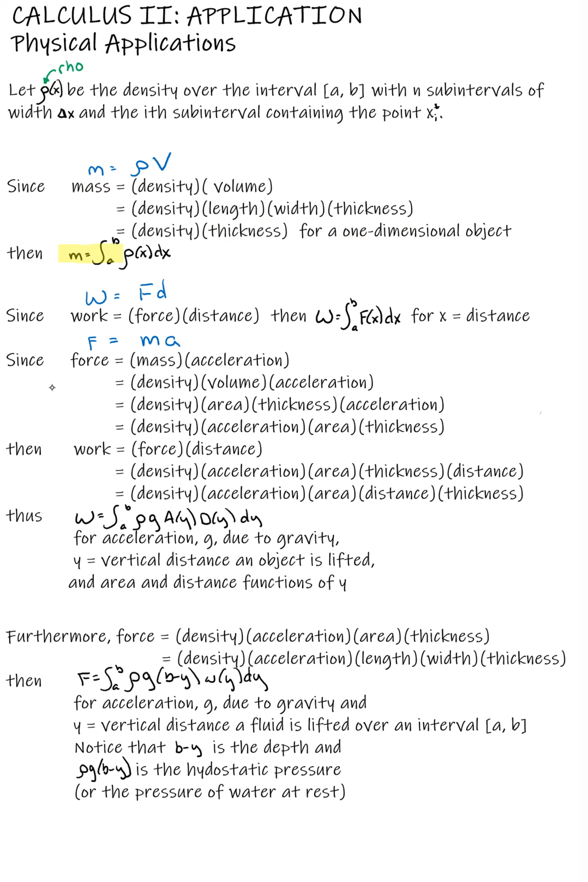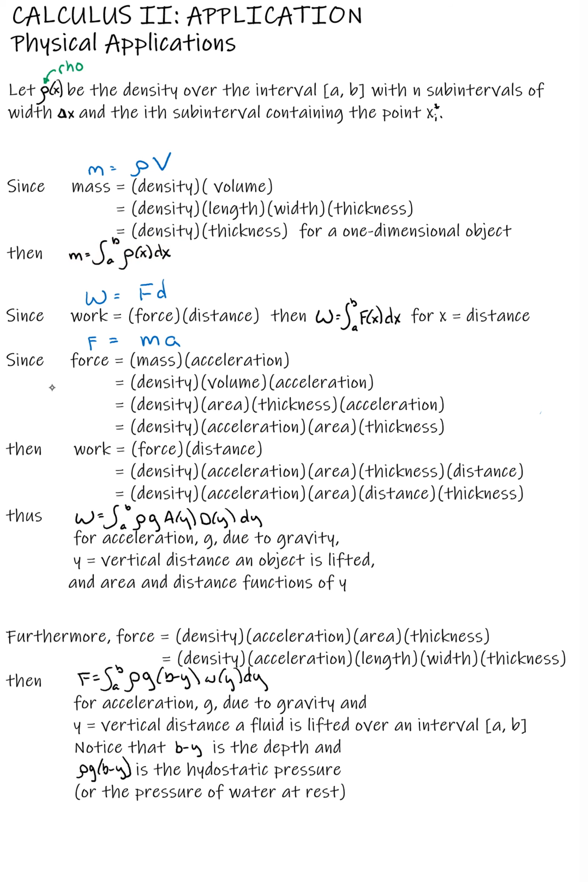And that's where we get our formula. M equals the integral from a to b of our density function, rho of x, times the thickness, which is our differential dx. So in this case, our thickness is represented by dx. And you'll see that's very common throughout this whole lesson, that our thickness is our differential. And there you go. That's our first formula.